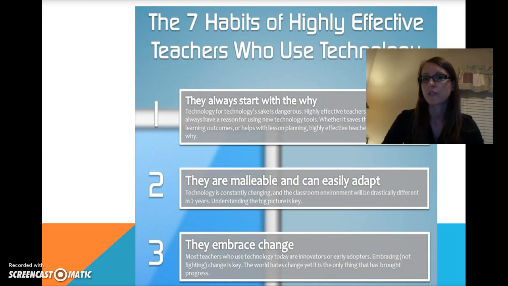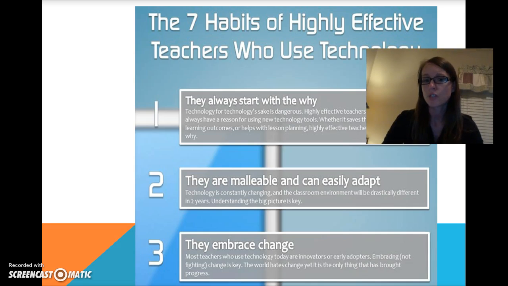7 habits of highly effective teachers who use technology. They always start with the why. So technology for technology's sake is dangerous. Highly effective teachers who use technology always have a reason for using new technology tools. And also they're malleable and can easily adapt. Technology is constantly changing, and so the classroom environment will be different in 2 years. So probably in 2 years, everyone will have to use technology. Times are changing, and technology is going to be a very important part of the education process.